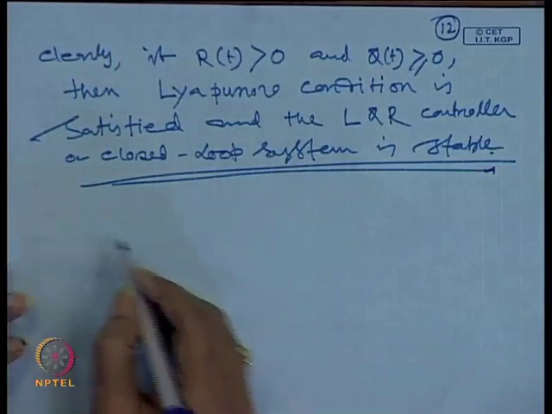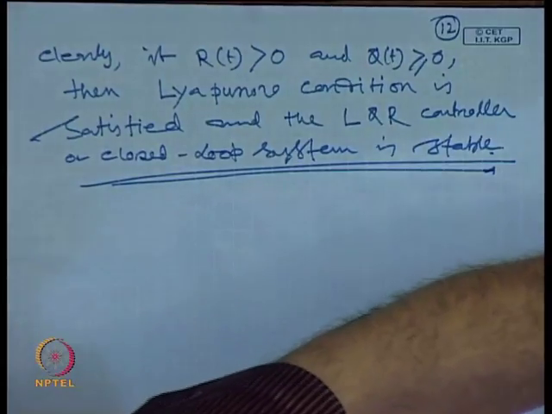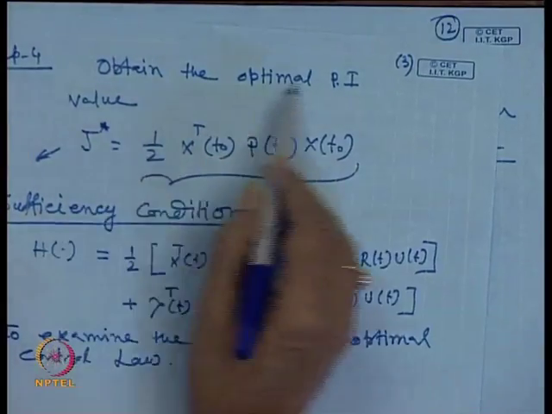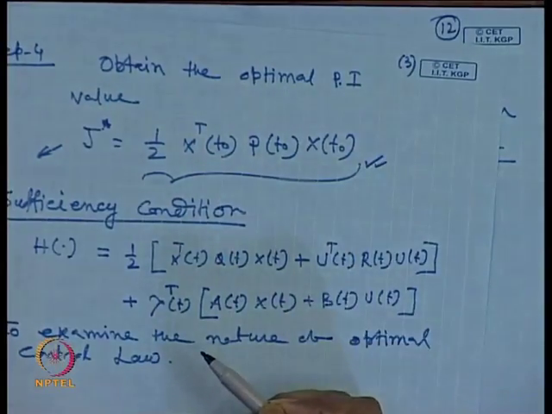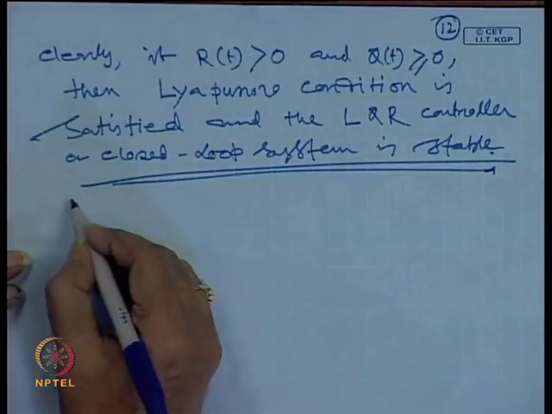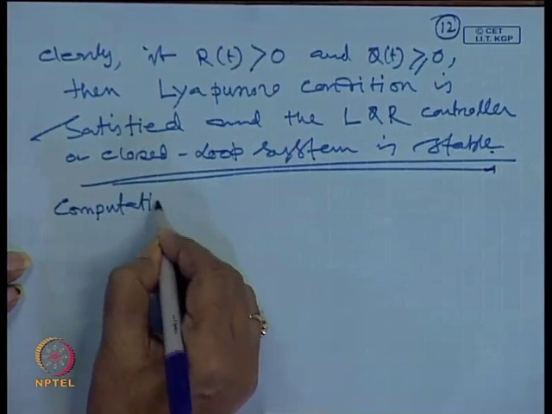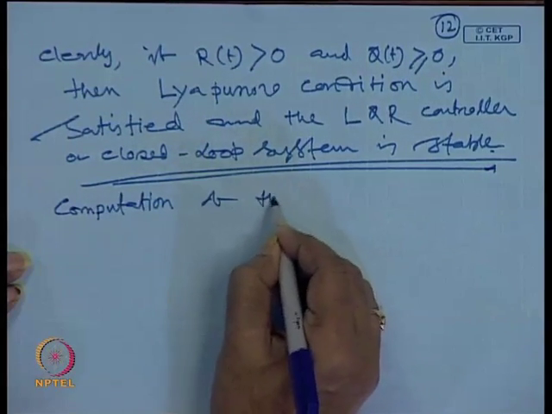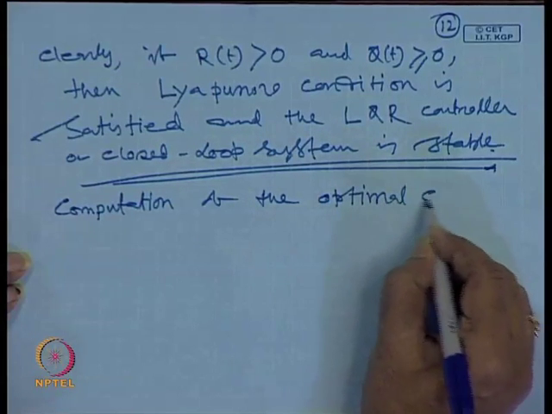As I mentioned in the algorithm, in step 4 of this algorithm, the optimal value of the cost function is that one. So, how to prove that? Next, we will consider the computation of the optimal cost.